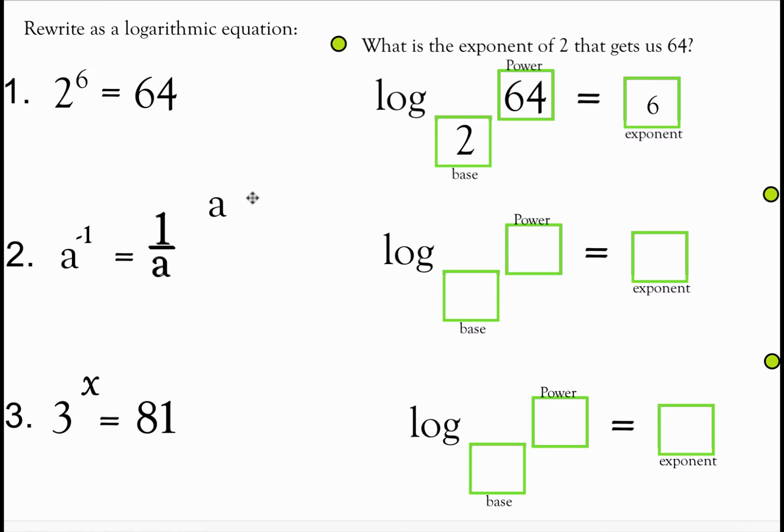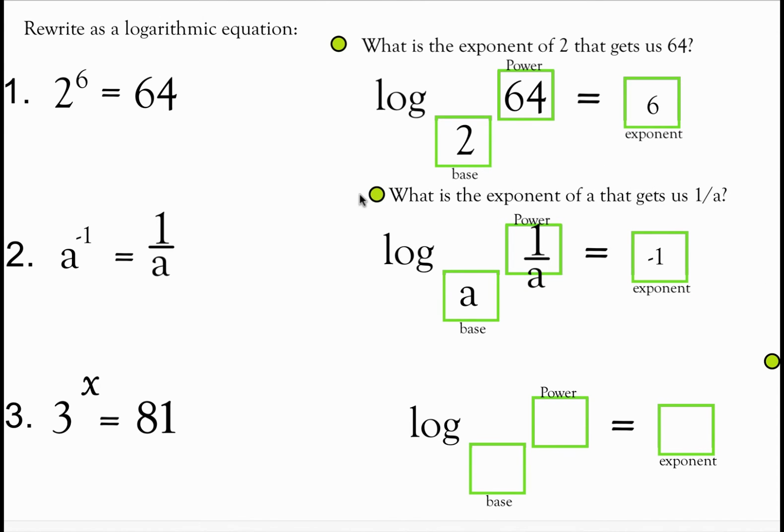Number 2, the base is a. The exponent is -1. And the power or the answer is 1 over a. And again, we want you to learn this as, this is really saying, what is the exponent of a that gets us 1 over a? Well, the exponent is -1.